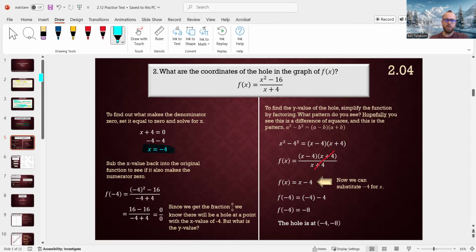So at this point, we know -4 will make the denominator 0 if we plugged it in for x. But we don't yet know if it will make the numerator 0 as well. And remember, that's how you know where a hole is. Anytime you get a fraction 0 over 0, there is a hole that you need to find. Okay, so let's plug in that x value we found, -4, into the original function and see what happens.